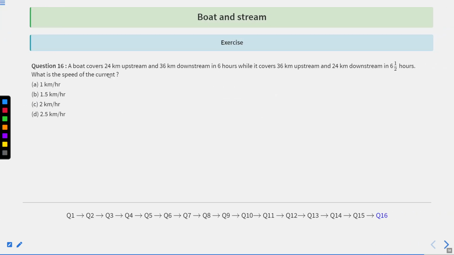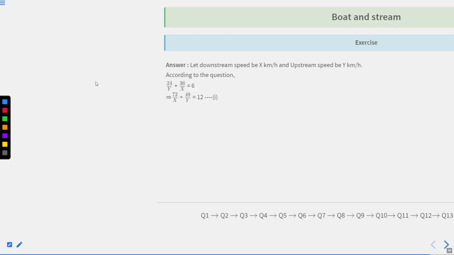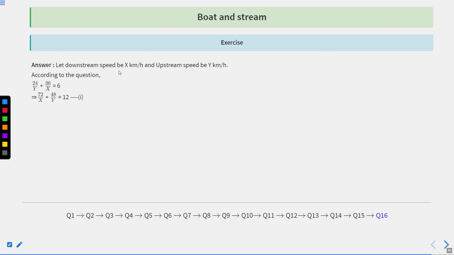Moving to problem number 16. A boat covers 24 km upstream and 36 km downstream in 6 hours, while it covers 36 km upstream and 24 km downstream in 6 and a half hours. What is the speed of the current? So let the downstream speed be x km per hour and upstream speed be y km per hour.